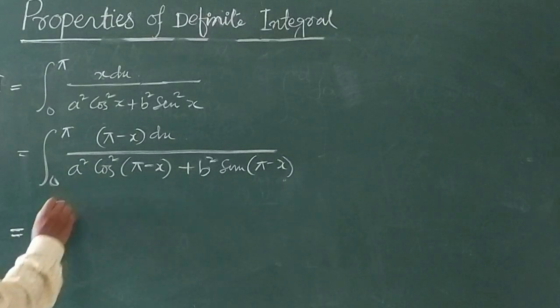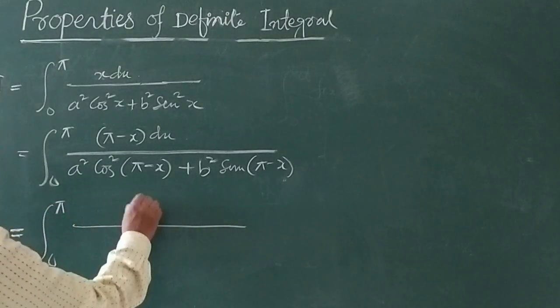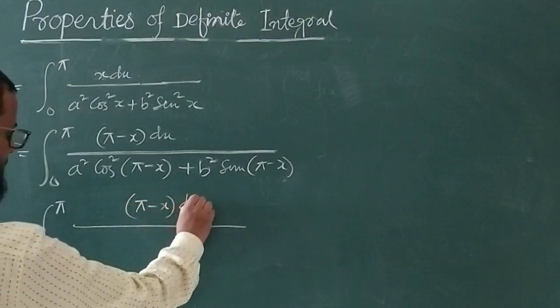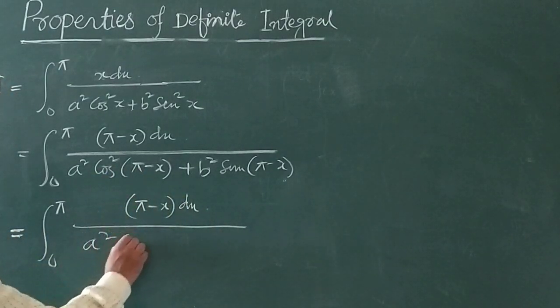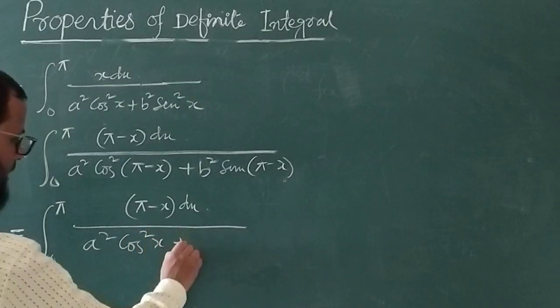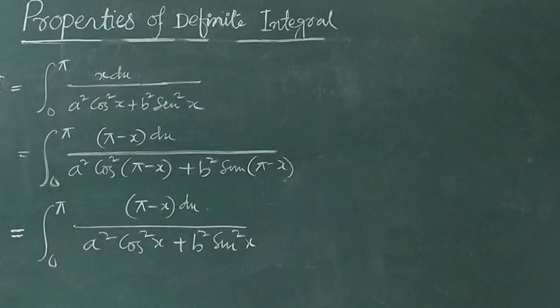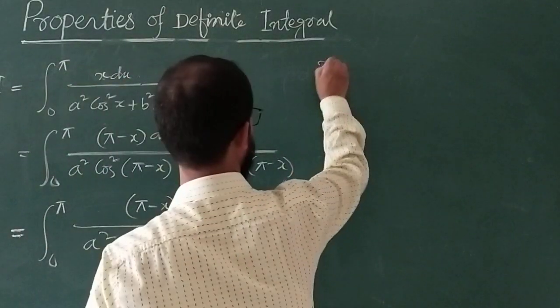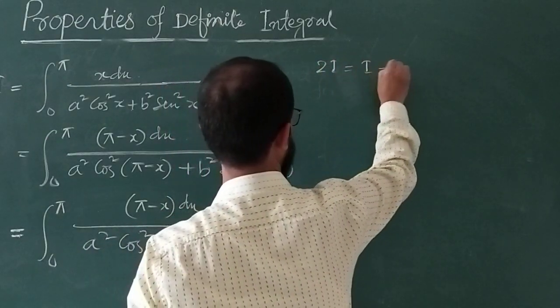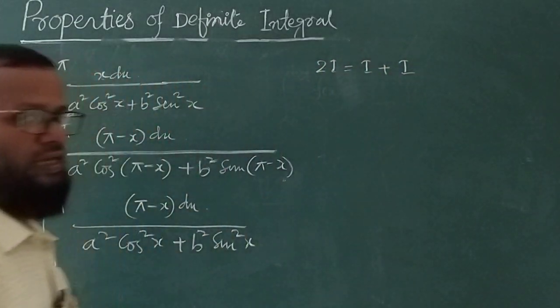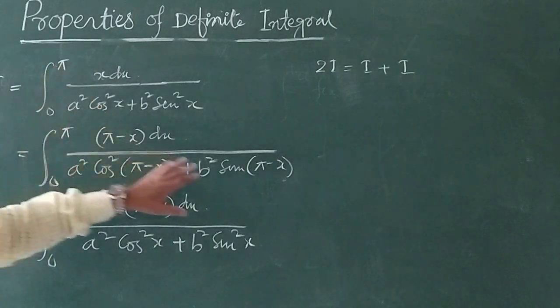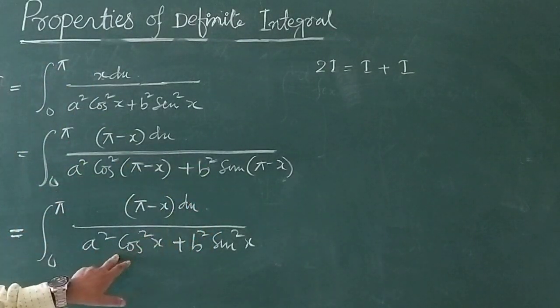So 0 to pi, (pi minus x) into dx, और नीचे तो क्या हो रहा है आप already I explained. So a square cos square x plus b square sin square x. Okay, you get this integral. This is your I, and after using the property I becomes this. ये भी I है, ये भी I है, तो रूल क्या यूज़ करो? ट्वाइस I का रूल यूज़ करो. 2I is equal to I plus I. तो फर्स्ट I इज दिस इंटीग्रल, सेकेंड I इज दिस इंटीग्रल आफ्टर यूजिंग द प्रॉपर्टी.